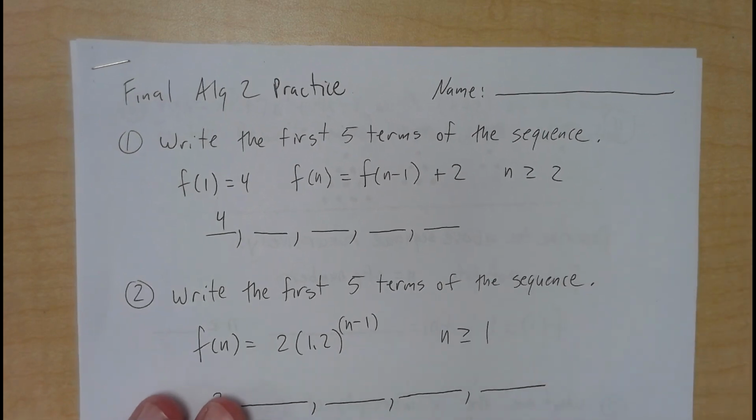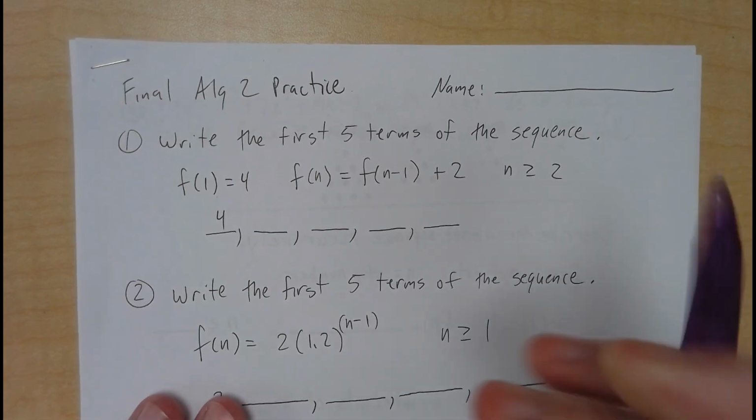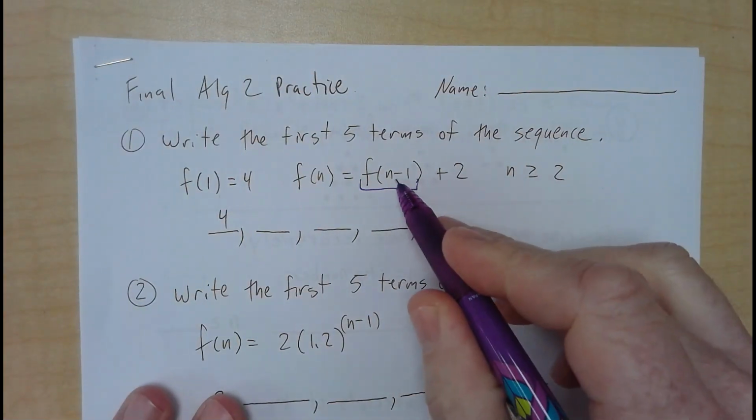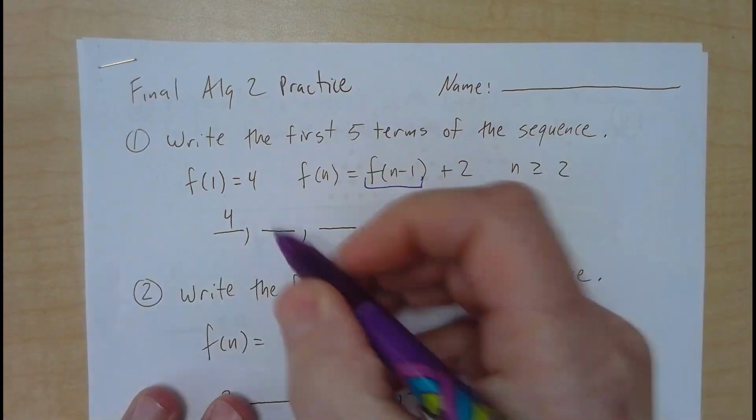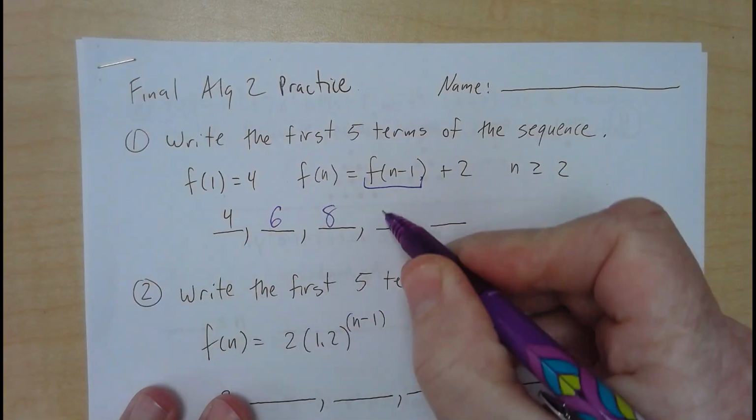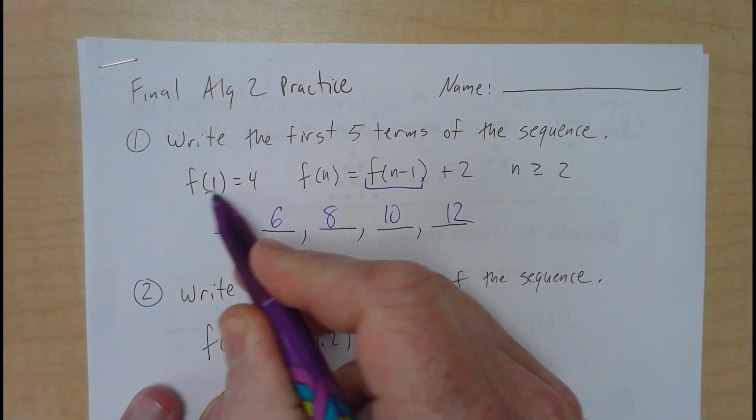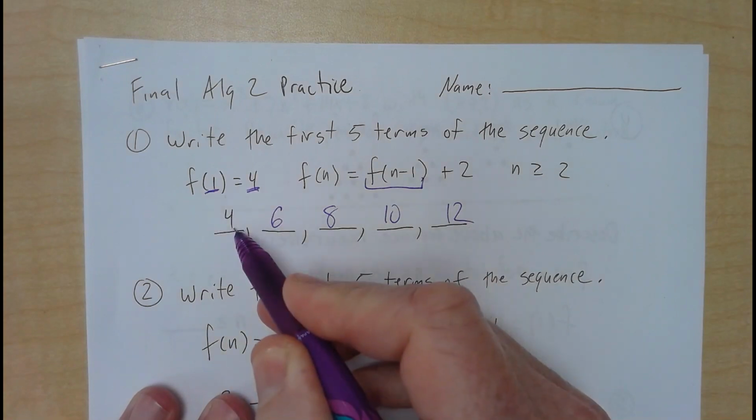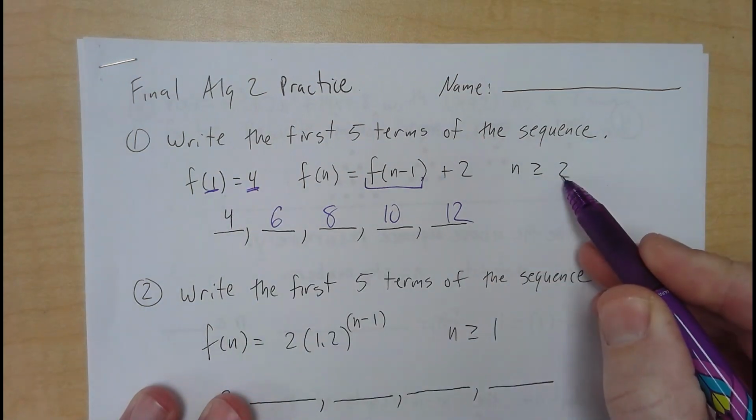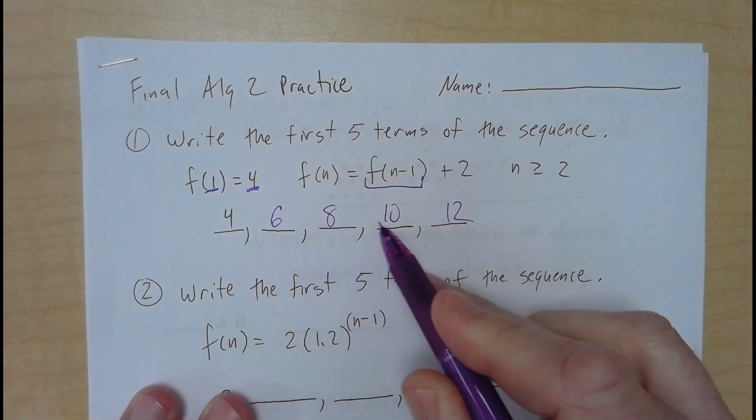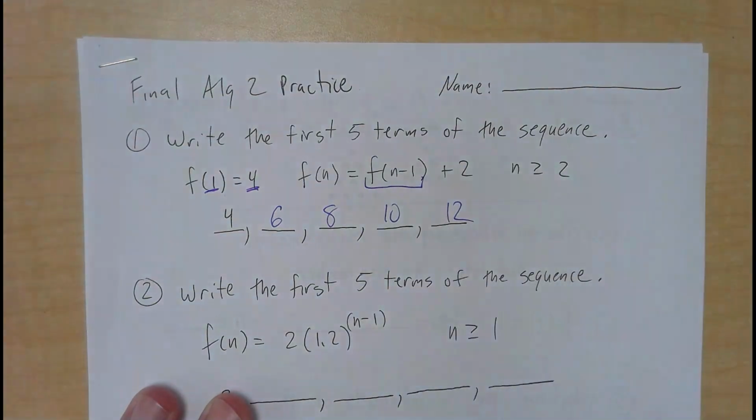Remember this right here, let me grab the purple pen. This right here means the last answer. So it's the last answer plus 2, the last answer plus 2, the last answer plus 2. So it's 6, 8, 10, and 12. So f of 1 tells you the first term's 4, which is already there for you. And then you start ka-chunking out the sequence with the second term, third term, fourth term, fifth term. So that's why you do that.